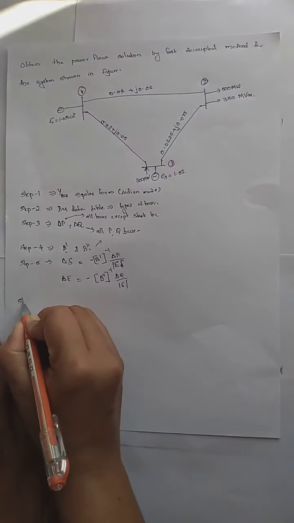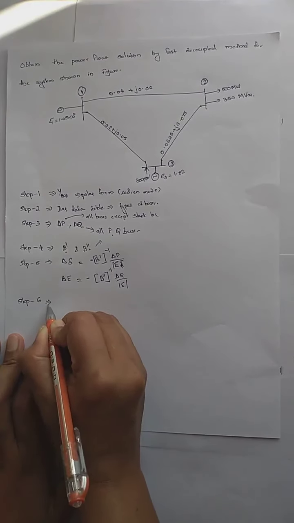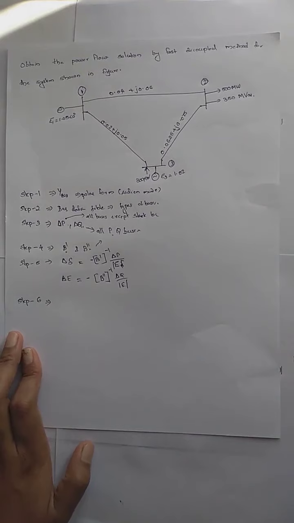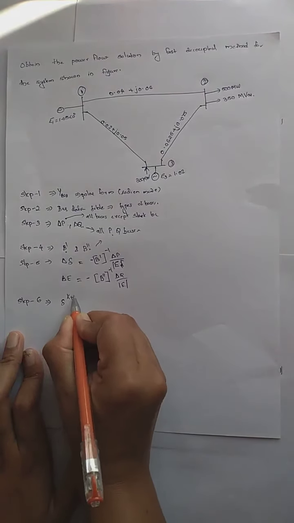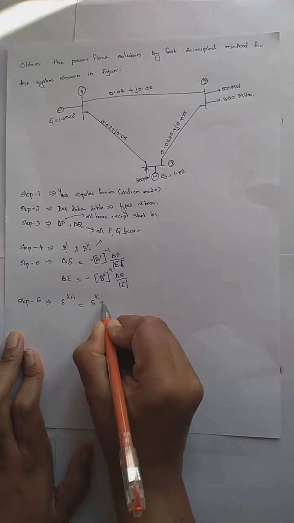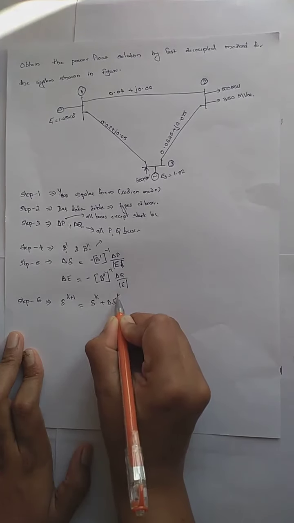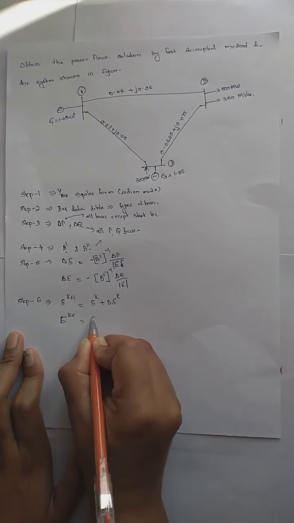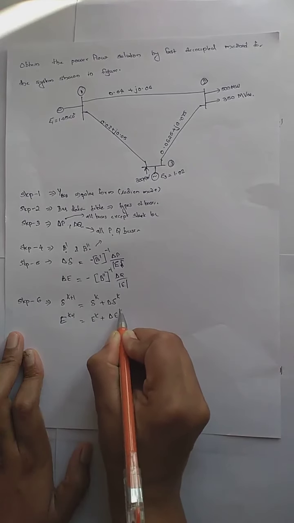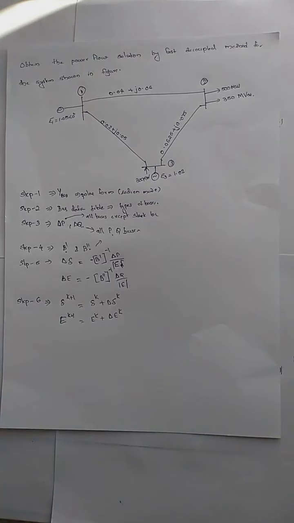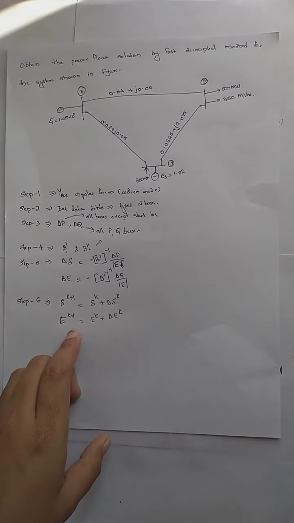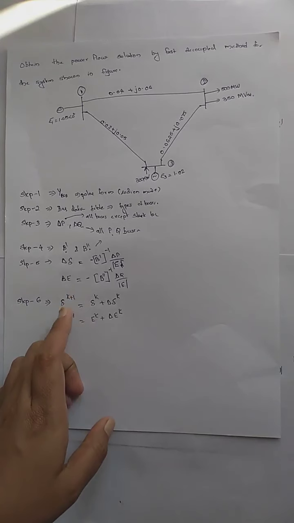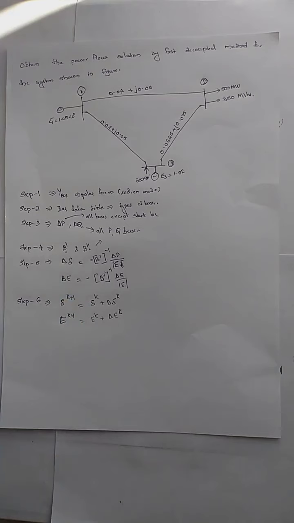In step 6, we modify our values for the next iteration, the K plus 1 iteration: delta K plus 1 is equal to delta K plus the change in delta K. Similarly, I update E, which is E K plus delta E K. Using these values in the next iteration, we calculate P I calculated and Q I calculated, and then we find delta P.